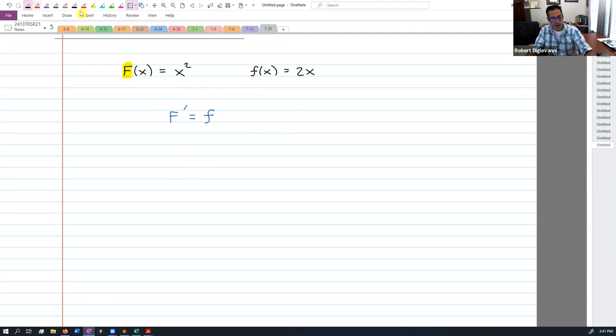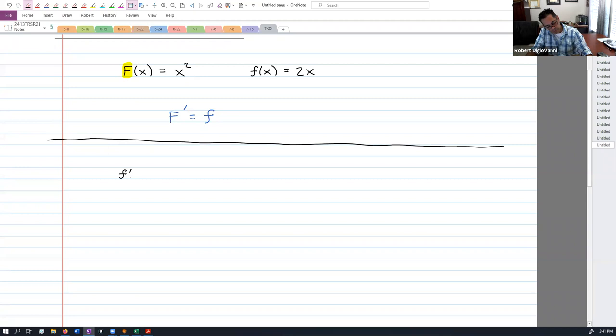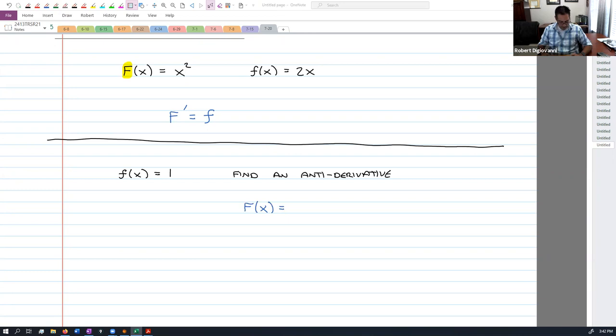I'll give you another example. This one will be harder. How about I give you little f? What if I give you this? I'll make it find an antiderivative. So I'm giving you little f, and I'd like for you to tell me a capital F that would be considered to be an antiderivative. And let's just go through names today. Cruz, can you give me an antiderivative of the function little f of x equals 1?